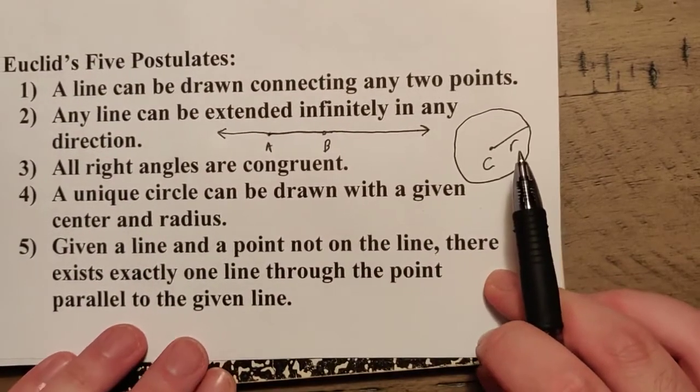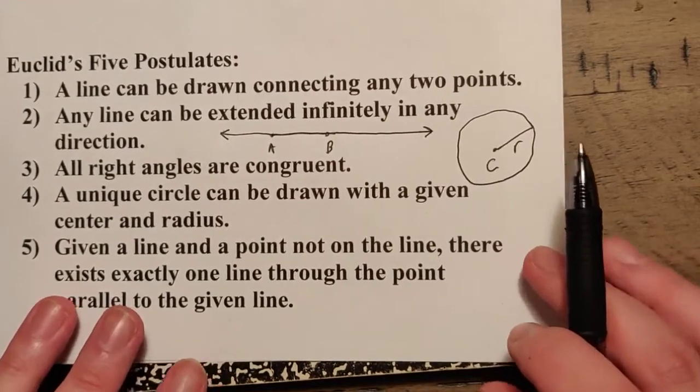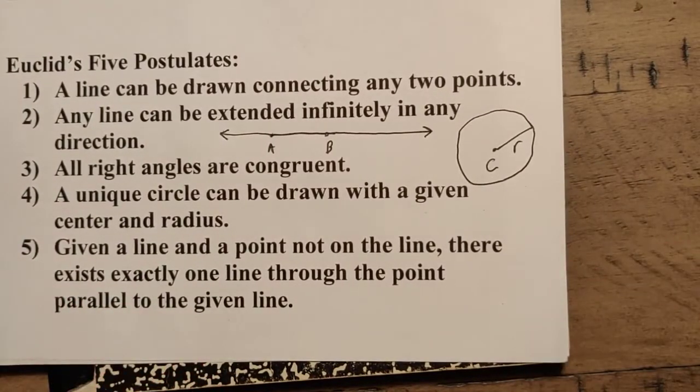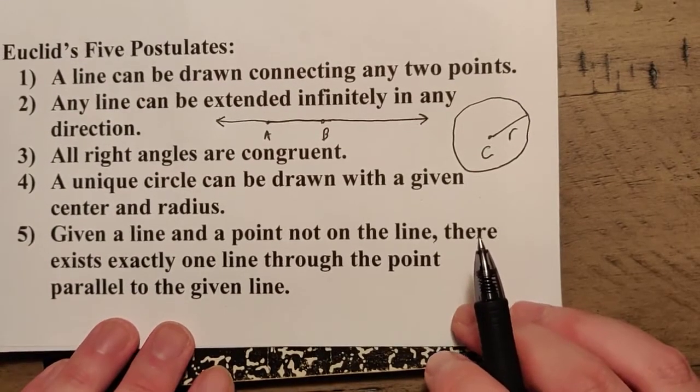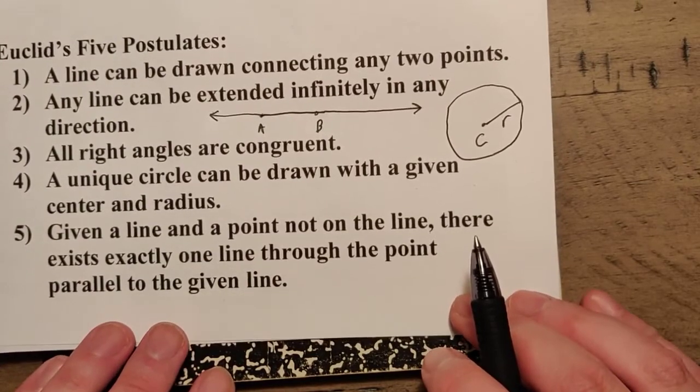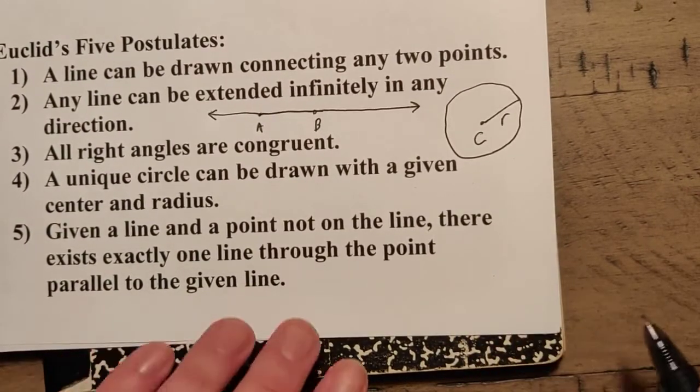Now, this last postulate here is a little bit weird, so I really want you to focus on this one. He referred to this as what is known as the parallel postulate, or as we call it, Euclid's 5th. Given a line and a point not on that line, there exists exactly one line through the point parallel to the given line here.